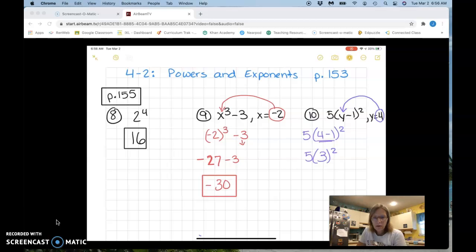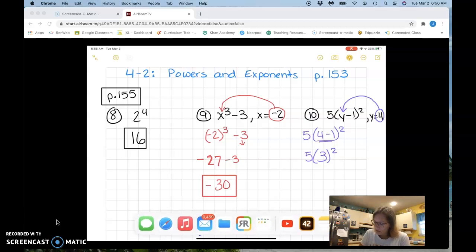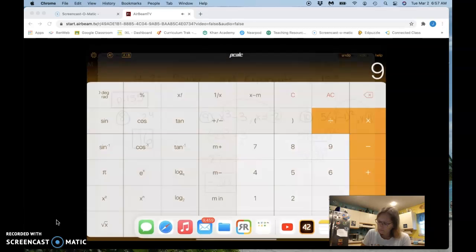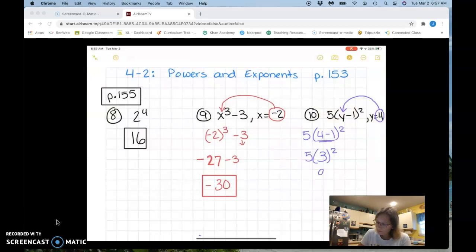Exponents next. So now I'm going to use the exponent. I'm going to do 3 to the second power. So 3 squared is 9. Bring down that 5 because we haven't used it yet. And remember, parentheses mean multiply. So our last step is 5 times 9, which I know is 45.